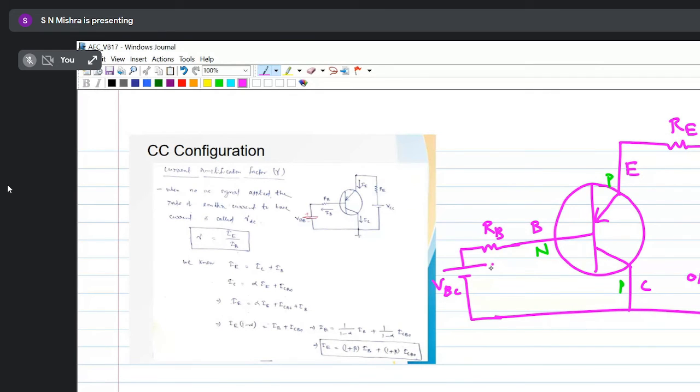So if I am connecting 5 volt here and 7 volt here, you can see the collector-base junction is reverse biased. And at the emitter-base junction, P is connected to 7 volt and N is connected to 5 volt. So the P side is at higher potential and the N side is at lower potential. It is not visible here, but the emitter-base junction will be forward biased. Understood?